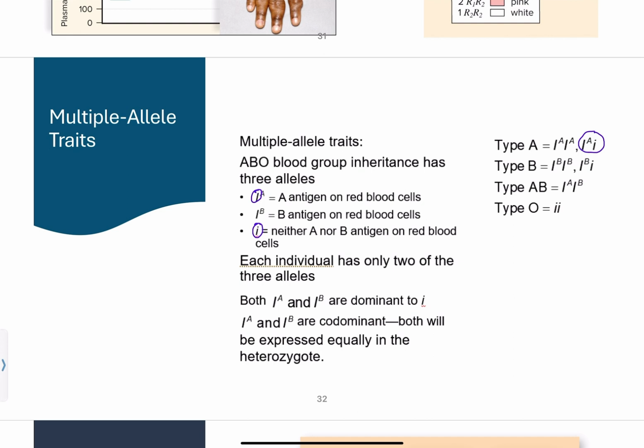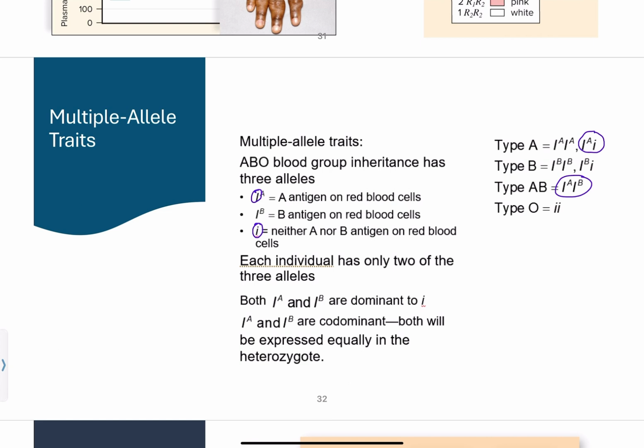So if you have blood type A, you have the A antigen. If you have the capital I with a superscript B, that codes for B-type antigens on the surface of your red blood cell. If you have a lowercase i, that means you do not have any A or B antigens on the surface of your cell. And if you have both an A allele and a B allele, then you have both the A and the B antigen on the surface of your red blood cells. So these alleles can combine in different ways to create our four main blood types, which again are A, B, AB, and O.